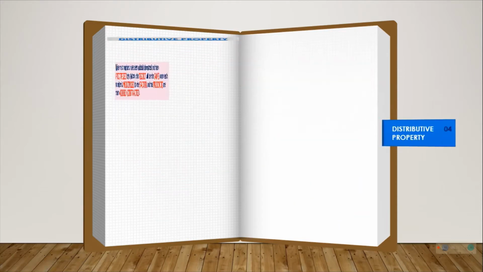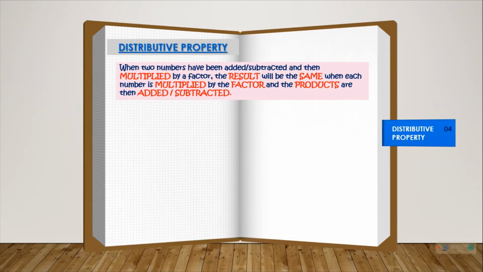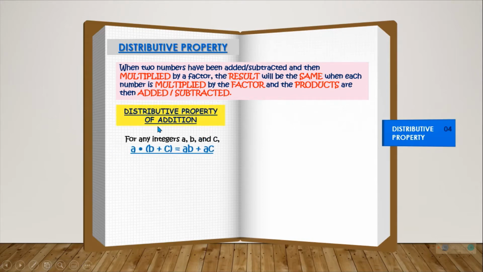Next, distributive property. The distributive property comes from the root word distribute. When two numbers have been added or subtracted and then multiplied by a factor, the result will be the same when each number is multiplied by the factor and the products are then added or subtracted. For example, distributive property of addition for any integers a, b, and c. A times quantity b plus c.